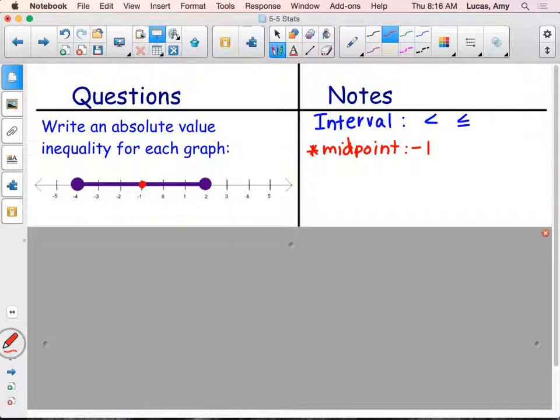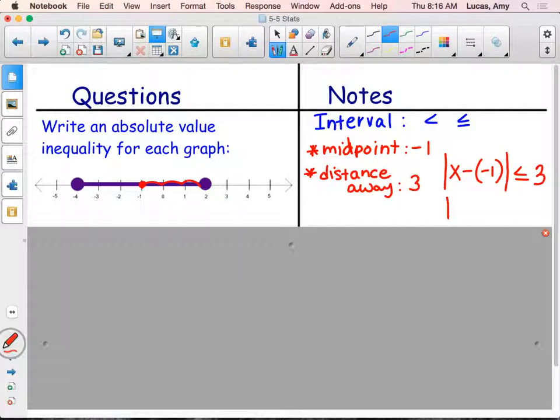And then we're going to find the distance away from that number in each direction. So the distance away from -1, it's 1, 2, 3 units away. So my absolute value inequality should be x minus, because distance you're subtracting, x minus -1 is less than or equal to 3. I used a less than or equal to because we have solid circles on our interval. You can simplify by making that a plus, and this is my final answer. The absolute value of x plus 1 is less than or equal to 3.